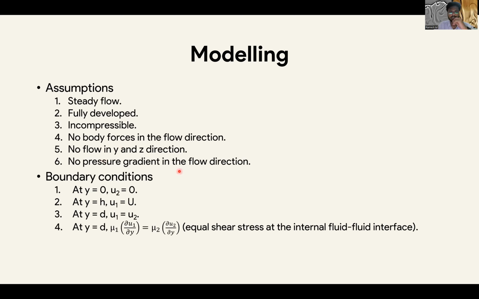It is not mentioned in the question. The boundary conditions for this: since we have two fluids, we will get four boundary conditions. At y equal to 0, u2 is 0. The fluid two's velocity is taken as u2, and fluid one's velocity is taken as u1, and fluid one is above fluid two. So at y equal to h, u1 is capital U, the velocity of the plate itself.